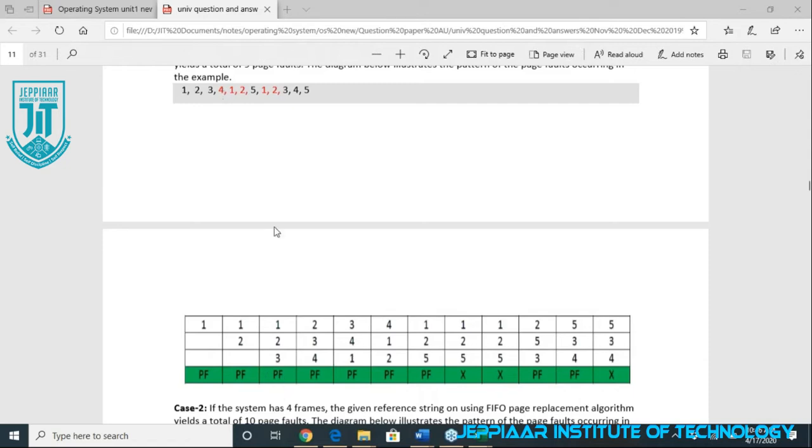Next I am going to read 4, but I don't have space because the frame size is only 3. Pages 1, 2, 3 are already occupied. Now I don't have room to allocate, so I go for a replacement. Which page do we have to replace? As per the FIFO strategy, we replace the page which came in first. Page number 1 came first, so we are going to replace it.